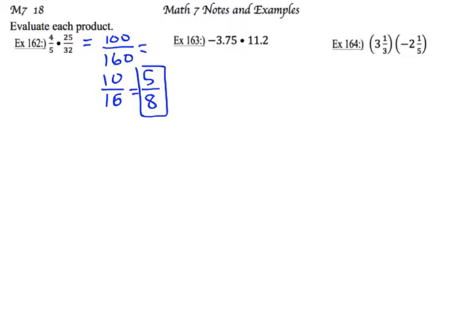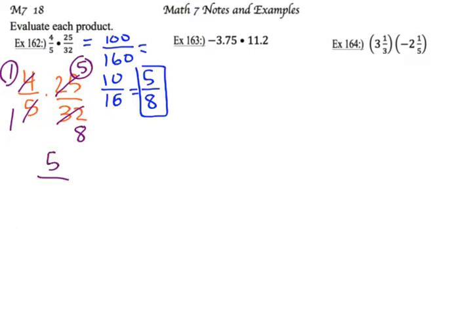The other way I actually prefer doing it is to reduce first. I'm going to rewrite the problem and show reduce first as a method. Here I notice that 5 goes into 5 once and it goes into 25 5 times. So I'm dividing top and bottom by 5, reducing. 4 goes into 4 once and into 32 8 times. With all of the reducing now, I have 1 times 5 on top, which is 5. I have 1 times 8 on bottom, which is 8. I get the same answer, and in my opinion, it is easier to reduce than to multiply.